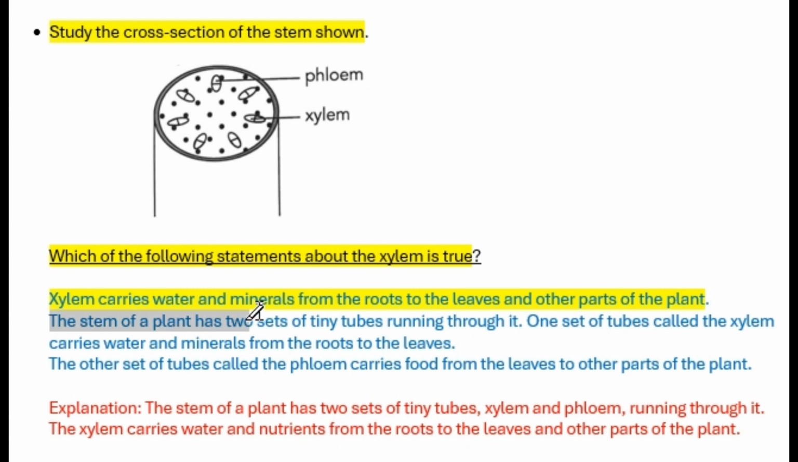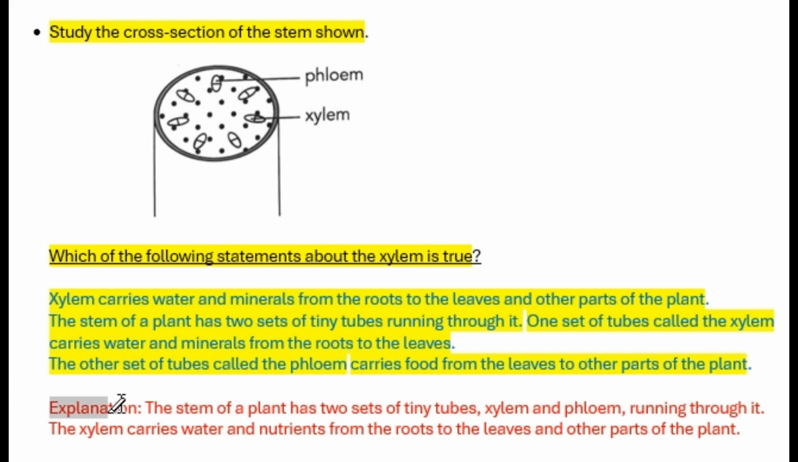The stem of a plant has two sets of tiny tubes running through it. One set of tubes, called the xylem, carries water and minerals from the roots to the leaves. The other set of tubes, called the phloem, carries food from the leaves to other parts of the plant.